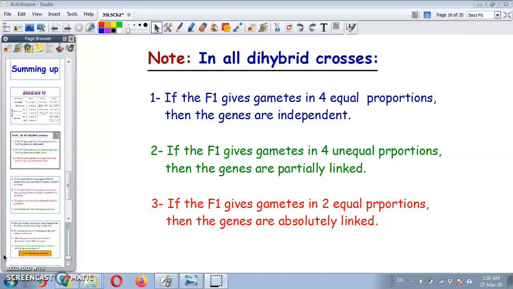So, first of all, if F1 gives gametes in four equal proportions, then the genes are independent. Second, if the F1, which means a hybrid or heterozygous individual, gives gametes of four unequal proportions, then the genes are partially linked. Third, if the F1 gives gametes of two equal proportions, then the genes are absolutely linked.